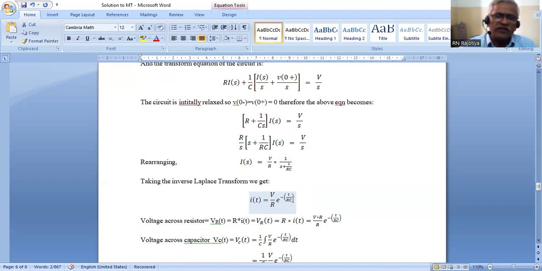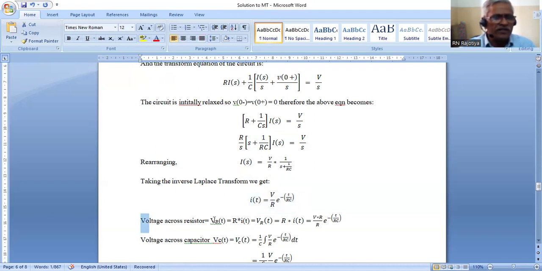You are asked to find the voltage across the resistor. So this is i(t). We know the voltage across a resistor will be VR equal to R into i(t). Multiply this by R, so R will get cancelled. So therefore, this will be simply V into e power of minus t by RC.